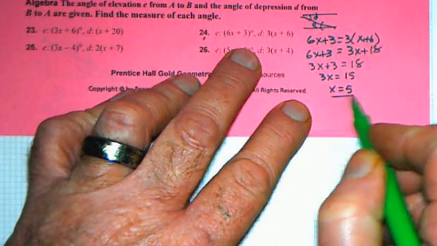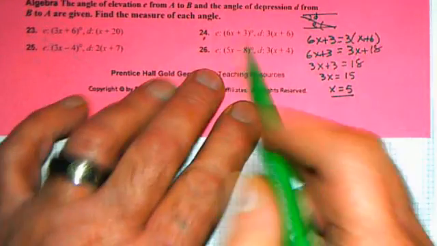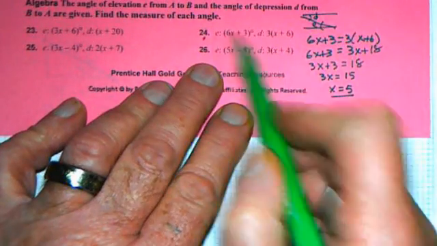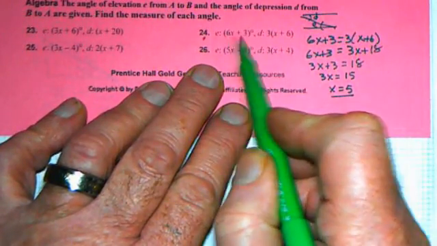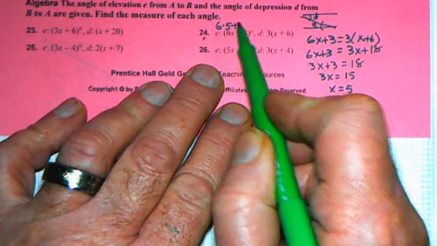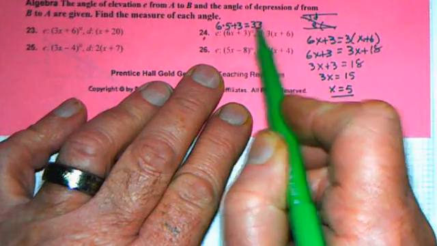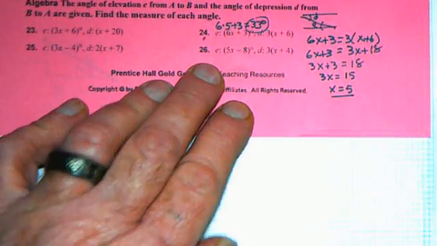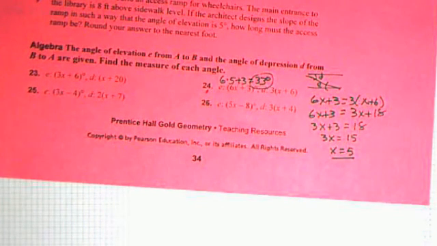So we found out that x was equal to 5, but we need to figure out what the angle is that goes with that. So plug 5 into one of these. 6 times 5 plus 3 gives me 33 degrees. So for number 24, those angles are 33 degrees.